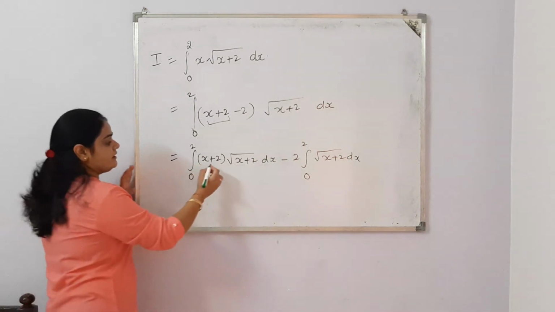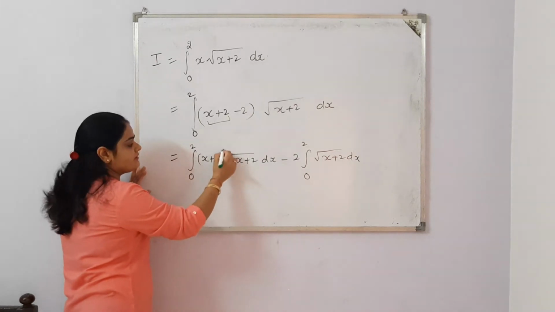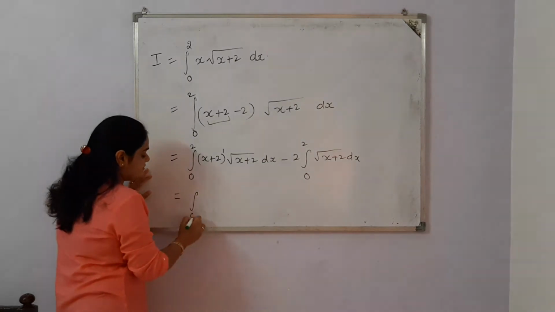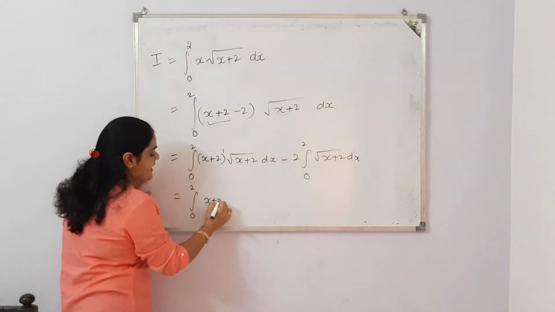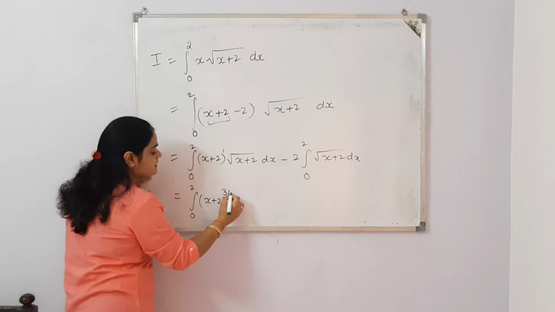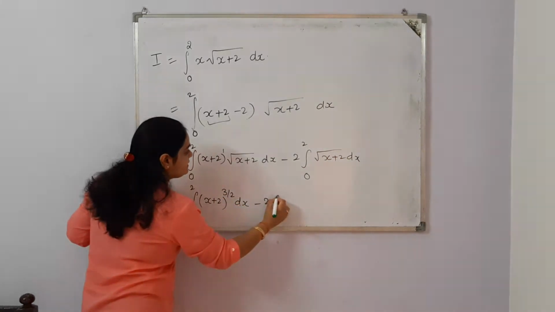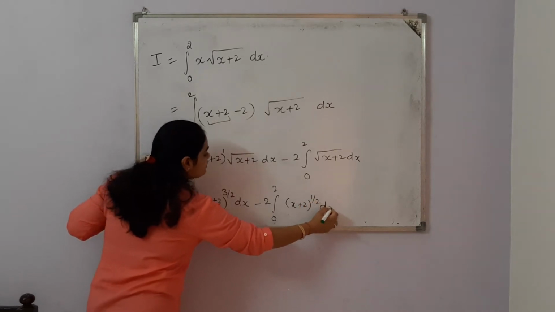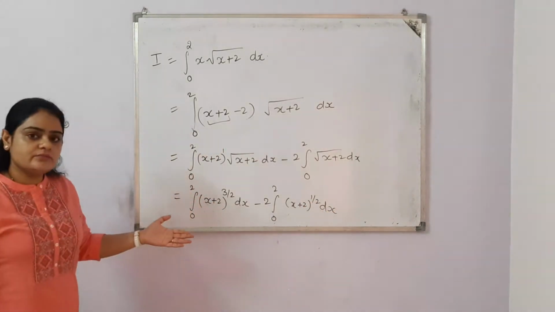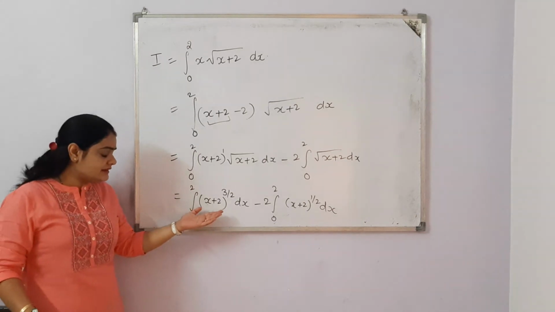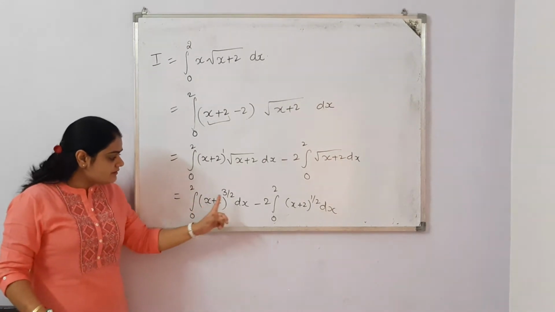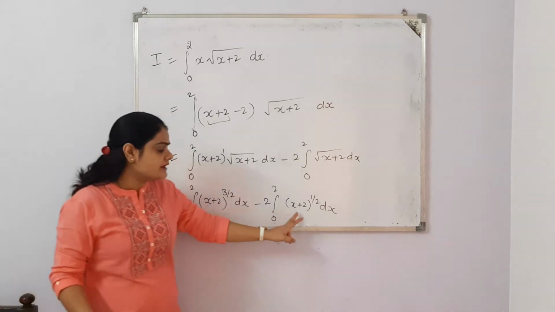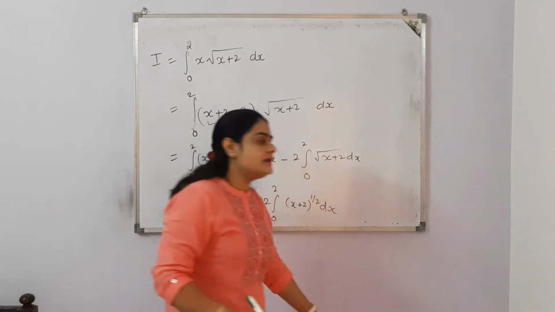So here bases are the same, powers are different. Its power is 1 and its power is, under root means, 1 by 2. So bases are the same, there is a multiplication symbol, so powers will add. It becomes x plus 2 raised to power 3 by 2 dx minus 2 integral from 0 to 2 of x plus 2 raised to power 1 by 2 dx. Now the question becomes very simple. The formula for the integral of x raised to power n will be applicable here, and again here.